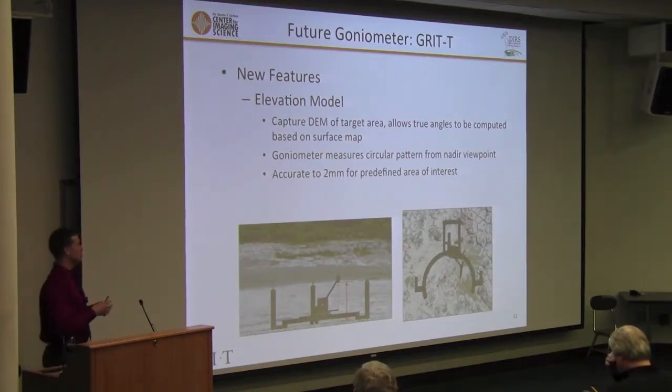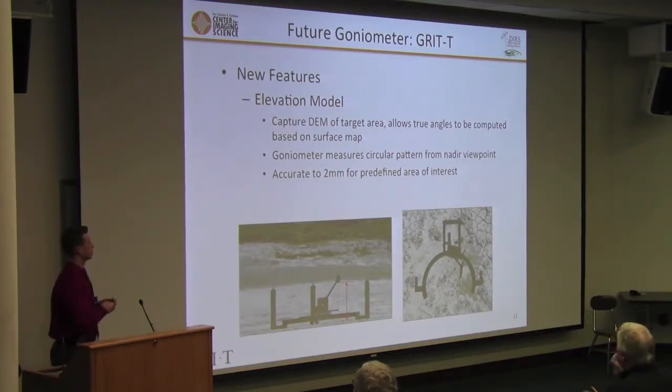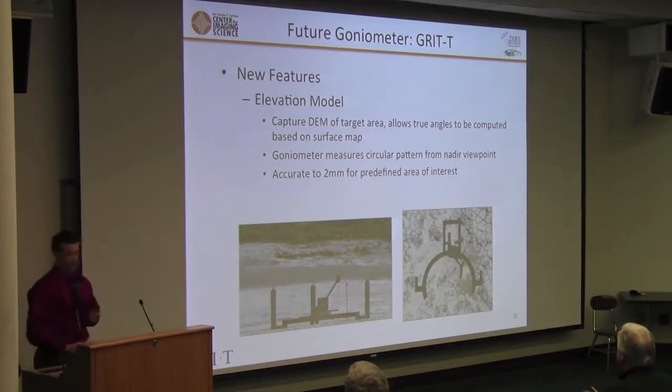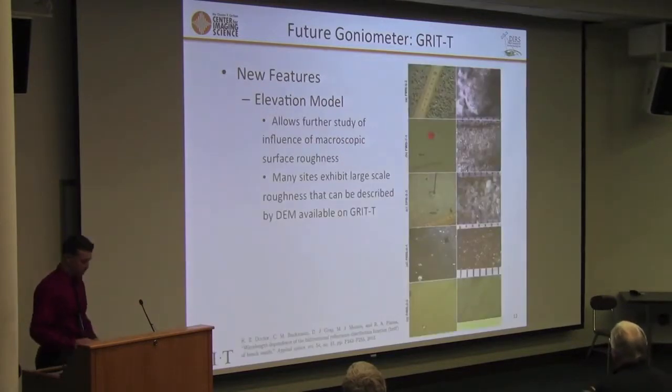And this is all, in essence, about keeping true angles with respect to the target. That's the purpose of the goniometer, true angles. We don't care what the goniometer is doing with respect to its own frame. We care about what it is with respect to our target. And that's why we have this ability to do a digital elevation model with 2 millimeter accuracy. And we can do it for a predefined area of interest. This is just a notional concept of how it works, but you can change the sizing and the density of that.